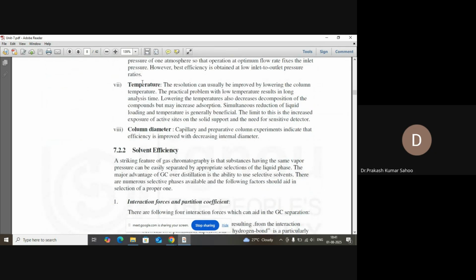Then the temperature is maintained, and it is responsible for converting your sample into vapors, or it changes your sample into the vapor state. After the conversion, the vapors of the sample get passed through the column with different interactions, that may be partition, and accordingly the partition coefficient or distribution coefficient is calculated. Column diameter: capillary and evaporative column experiments indicate that efficiency is improved with decreasing internal diameter.